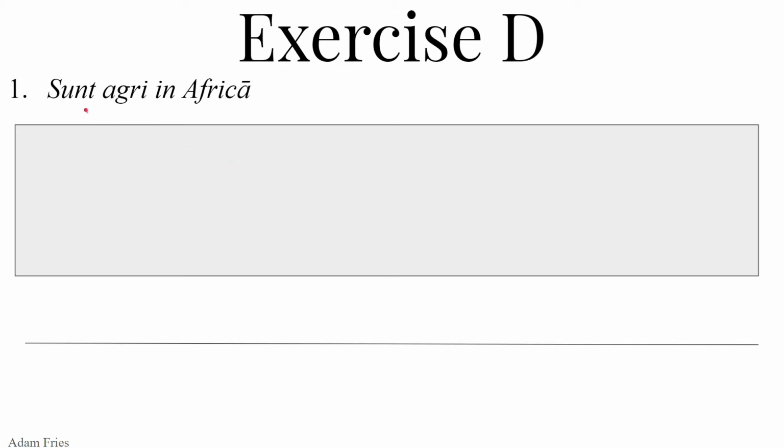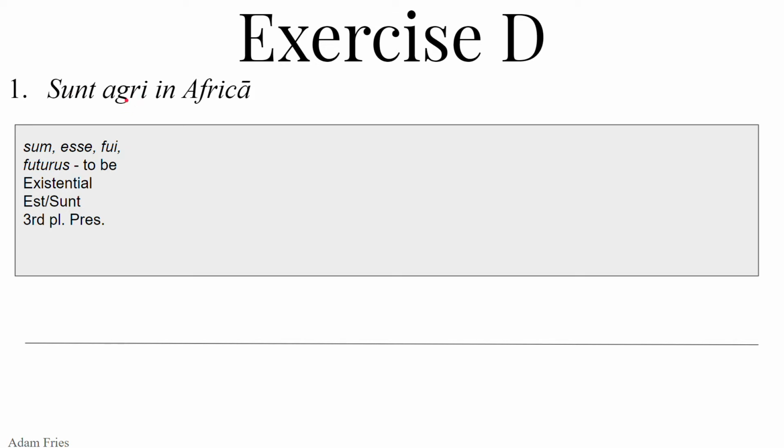Number 1. Sunt agri in Africa. So start on the left with the first word. Sunt, that's a verb from sum, esse, fui, futurus, to be. This is an existential est/sunt. That means that there are something in the plural. Something in the plural exists. So we're going to translate that as "there are." You can tell this is an existential sunt because it is first in the sentence. This is a third plural present, so "they are," or "there are."